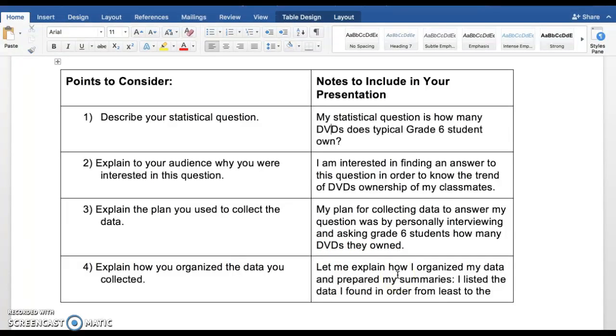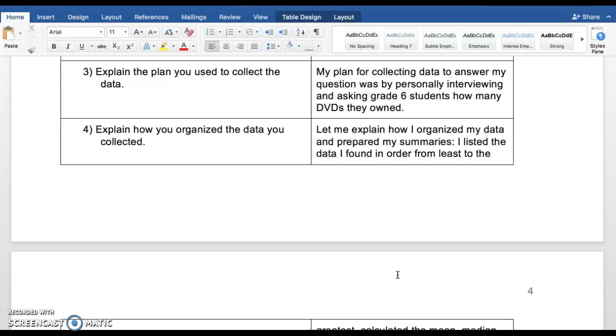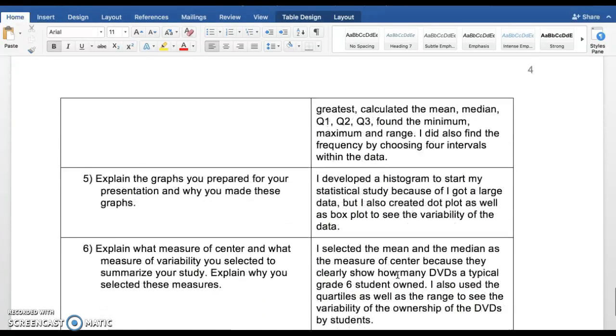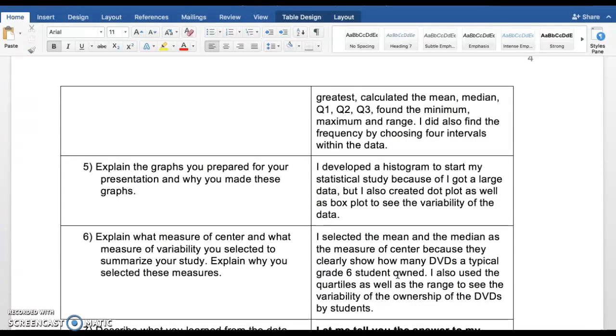Number 4, let me explain how I organized my data and prepared my samples. I listed the data I found in order from least to greatest, calculated the mean, median, quartile 1, quartile 2, quartile 3, found the minimum, maximum, and range, and also found the frequency by choosing 4 intervals within the data. And number 5, I developed a histogram to start my statistical study because I had a large data set, but I also created dot plots as well as box plots to see the variability of the data.